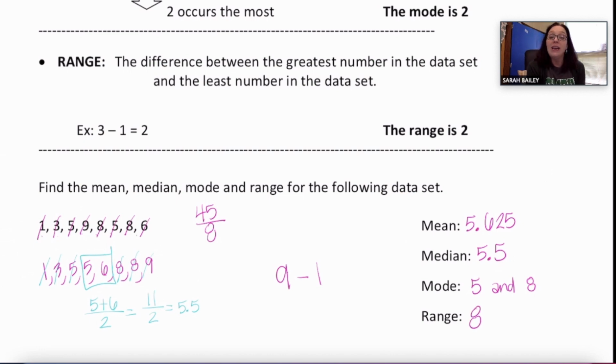Now, if you end up with a data set that does not have a mode, remember you're going to write none next to mode. You're not going to say 0, because if you say 0, then that implies that 0 is the mode and it's part of the data set, which would not necessarily be the case.